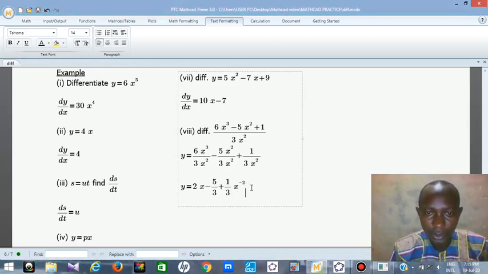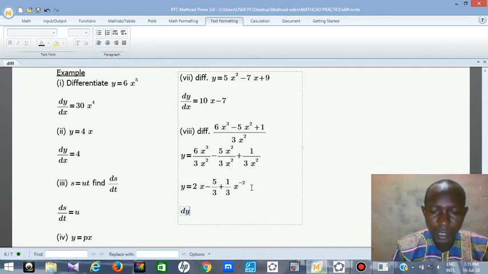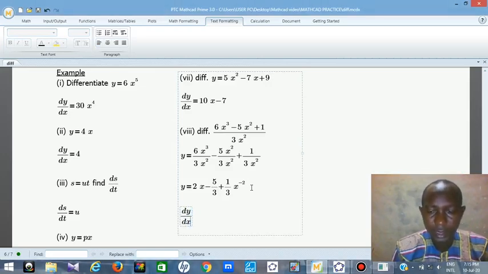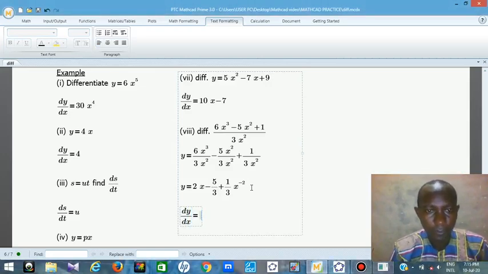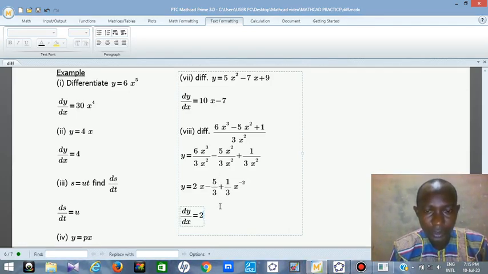So what are we going to do to get our final answer? You just say dy/dx will now be equal to, so you differentiate each term now. Now it's easier for us to differentiate them following our basic rule. Following the basic rule, 2x is going to give you 2. 5 over 3 is a constant, so there's no x attached to this, so this will be 0.